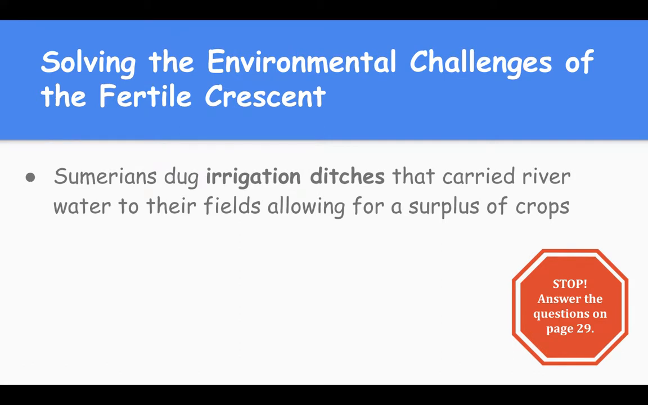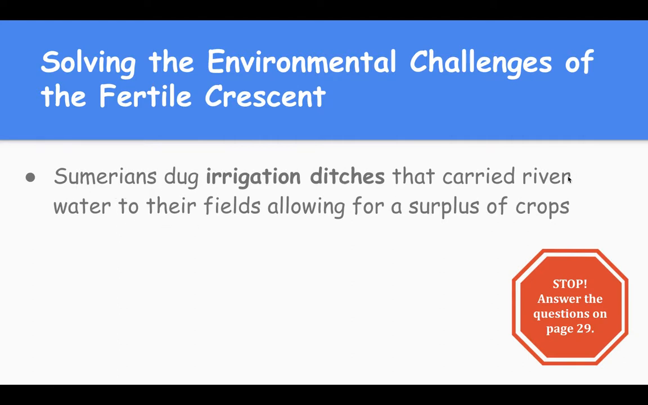Do you remember why we don't want to plant our crops next to the river? I hope you said flooding. Yeah, we can't put our crops right next to the river because we don't want them to get flooded. However, if we plant them further away, then we have to figure out how to get the water there. So they dug irrigation ditches. And it's good to remember irrigation ditches were discovered or built first by the Sumerians.